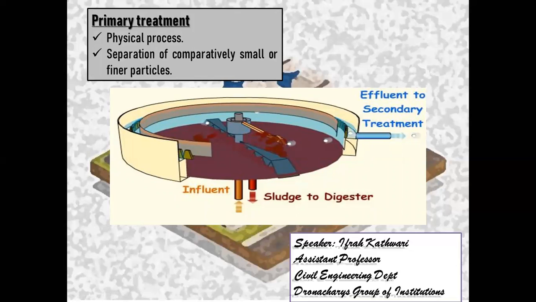This is again a physical process. The only difference is that in primary treatment, the particles that are fine in nature, relatively finer than the particles that are being removed in the preliminary treatment. So yes, they are removed in primary treatment.